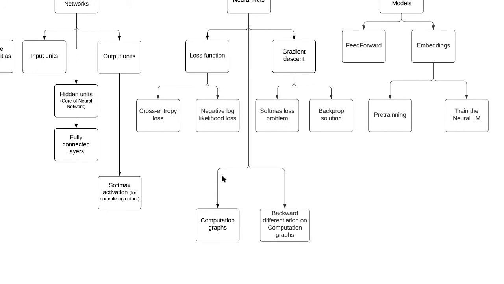A computational graph is defined as a directed graph where the nodes correspond to mathematical operations. Computational graphs are a way of expressing and evaluating a mathematical expression. Training a neural network involves differentiation on computation graphs in the backward direction.